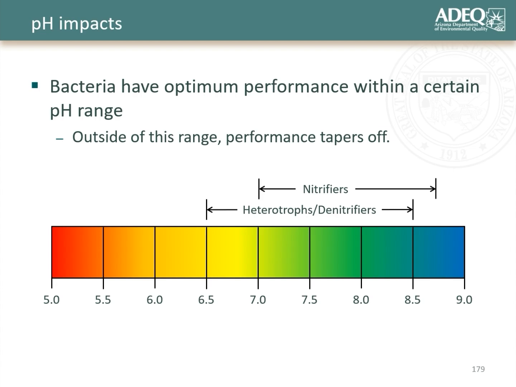Conversely, the nitrifying population is much more impacted by pH, and they like a little bit more on the basic side, from 7 to 8.9, 8.7 or so is where they like to be. And outside that, they can be impacted. And we'll talk about that next.